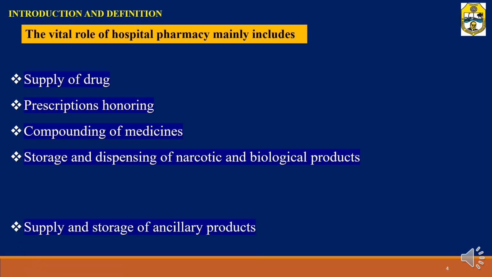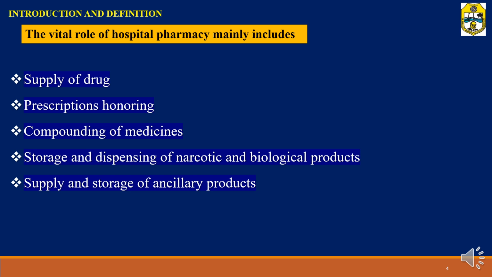Now moving towards the next function, supply and storage of ancillary products. There are some kinds of supportive or rehabilitation products which are utilized on a daily basis inside the hospital. So the hospital pharmacy department is not concerned only with medicines; along with that, they also monitor the supply and maintain proper stock and storage of ancillary products, or certain rehabilitation products used for supportive therapy.